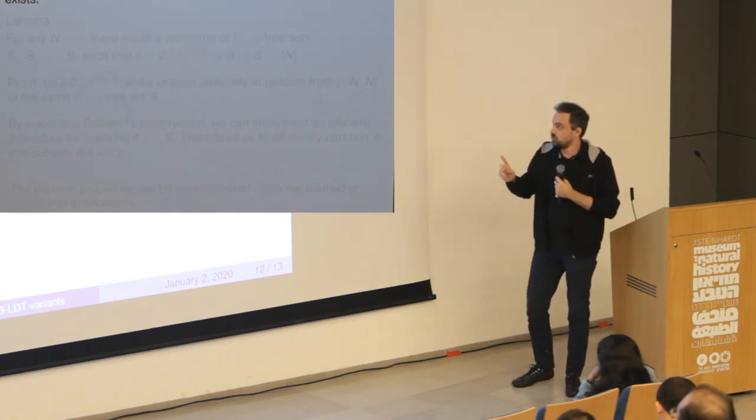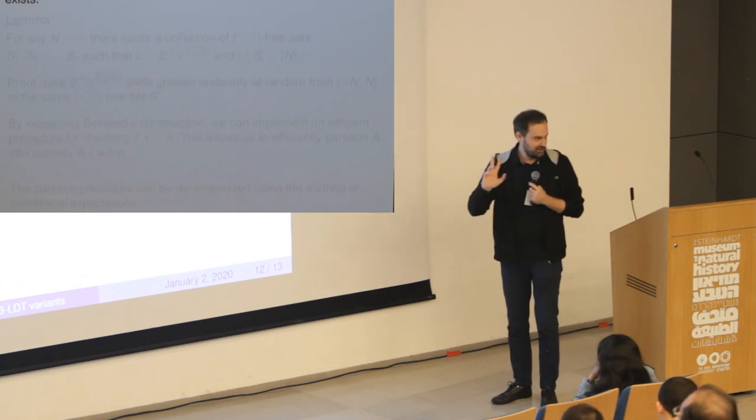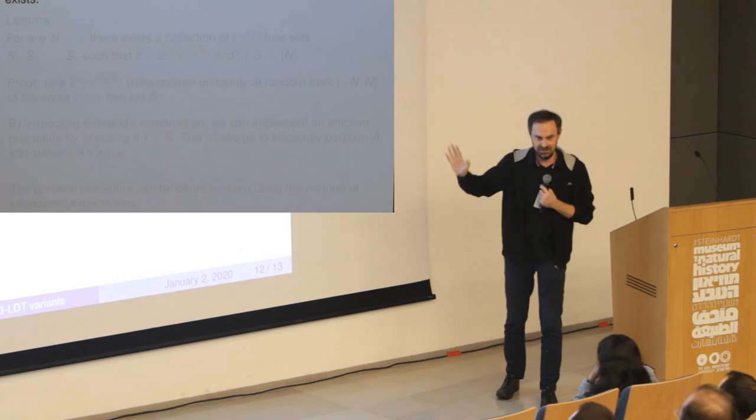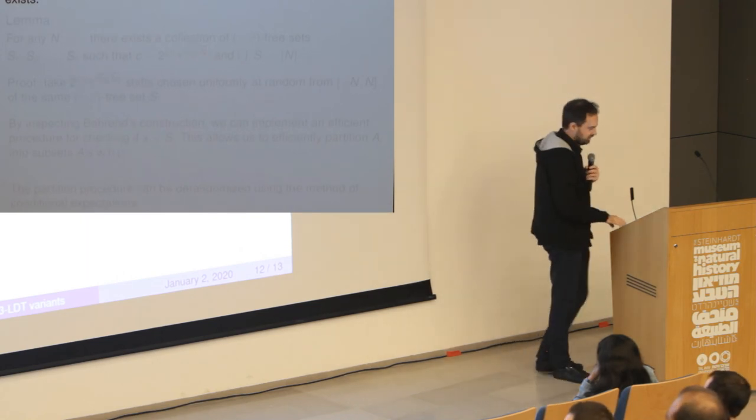It's not the only thing that we need. We need to show that it exists and that we can find it efficiently. So there are two things we need to do. But first, I will try to convince you that it does exist. And then we will worry about how to find it.